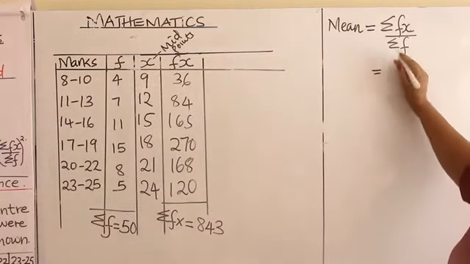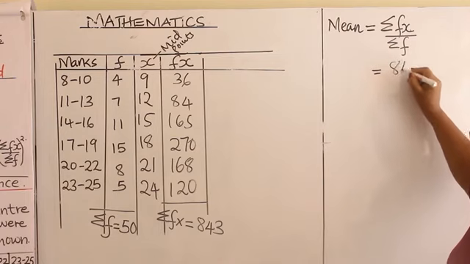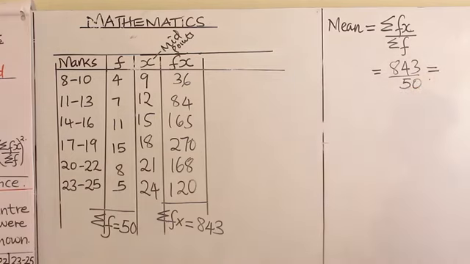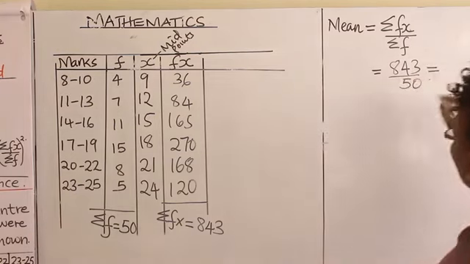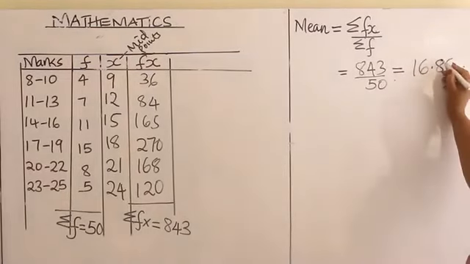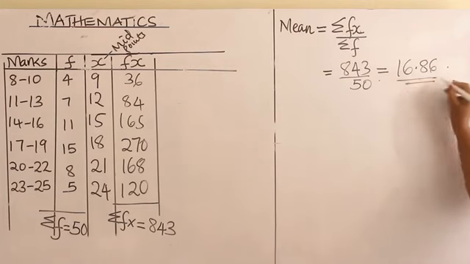And therefore, learner, we come to our formula for mean here. You write that the sum of fx is 843 divided by 50. And therefore, this gives us what? You use a calculator, you should get 16.86. That is our mean.